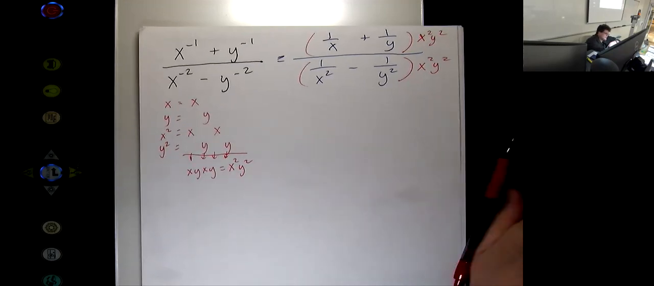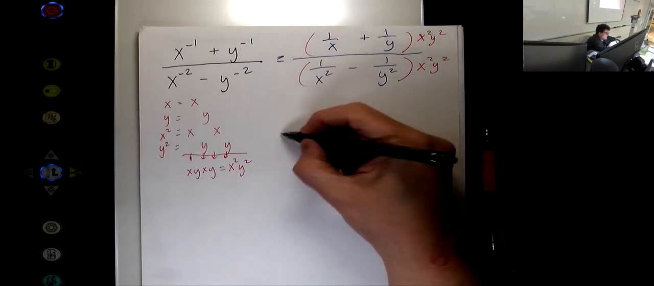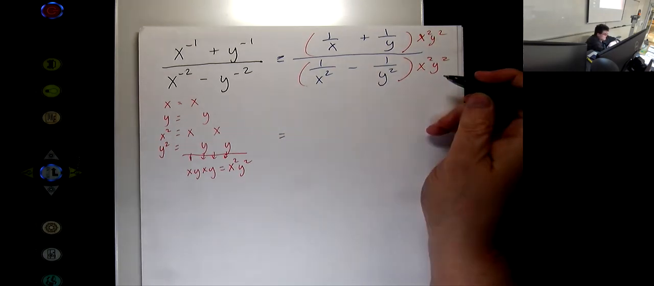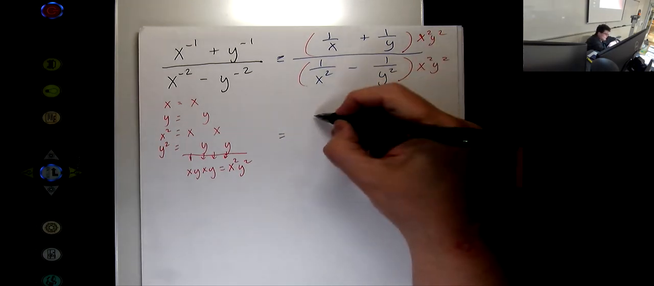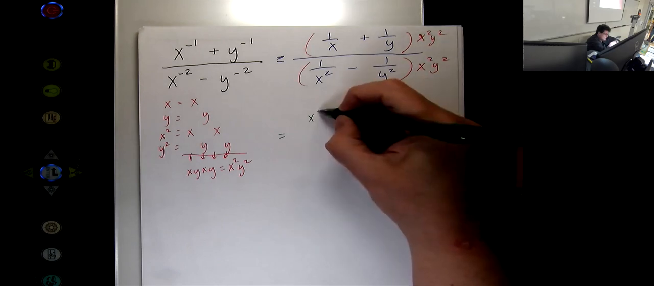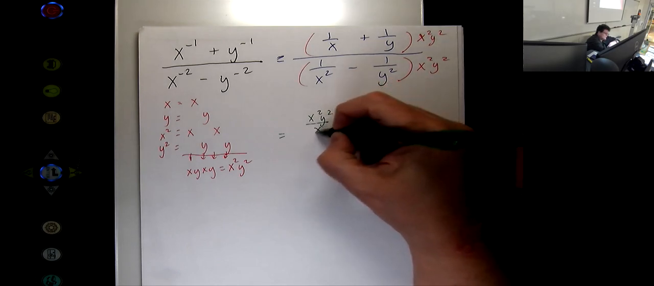And we distributed that. So rather than try to do it all at once, I'm just gonna distribute it and write it. The x squared, y squared gets multiplied by the numerator.